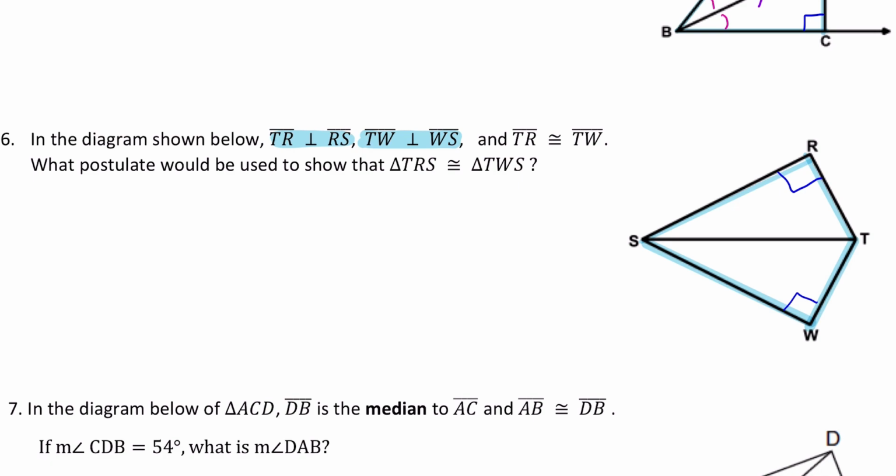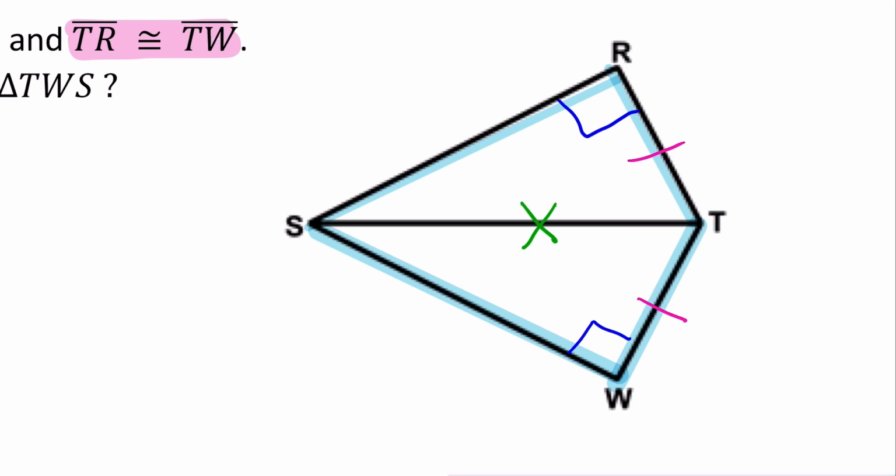Then if I continue reading, it says TR is congruent to TW. So I have TR and I have TW. What postulate would be used to show that triangle TRS is congruent to TWS? Now once again, I can use the reflexive property. So this is another interesting case, kind of like that multiple choice.